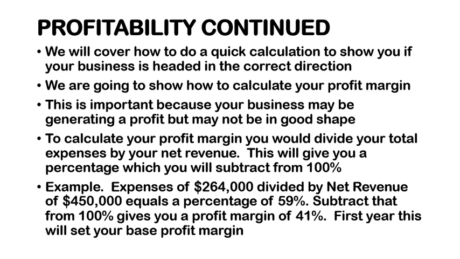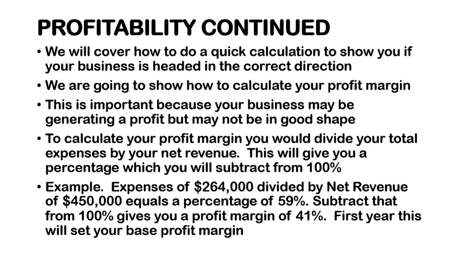So that's why you need to do this calculation. To calculate your profit margin, you would divide your expenses by your net revenue. This will give you a percentage which you're then going to subtract from 100%. So for example, if your expenses are $264,000 divided by net revenue of $450,000, that equals a percentage of 59%. Subtract that from 100%, and this gives you a profit margin of 41%.